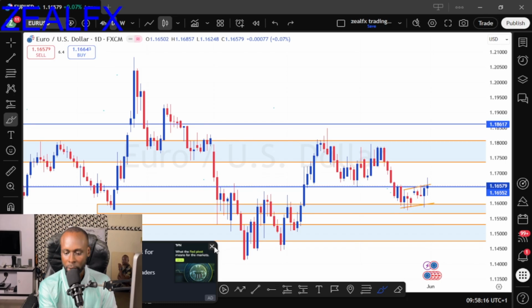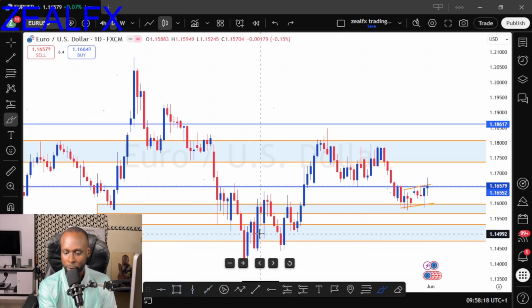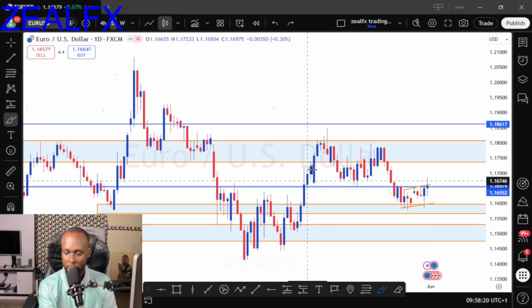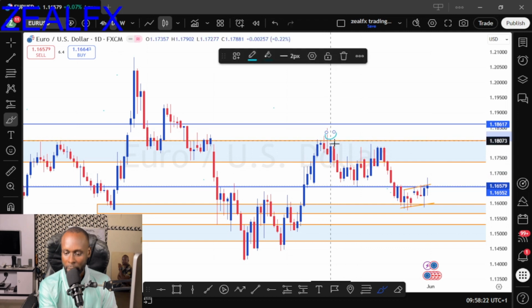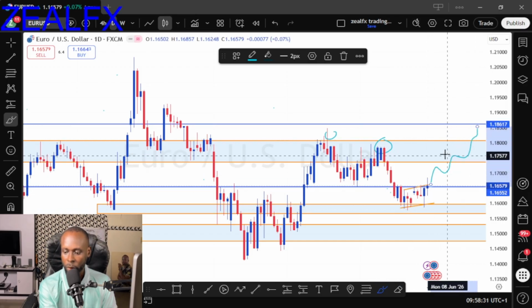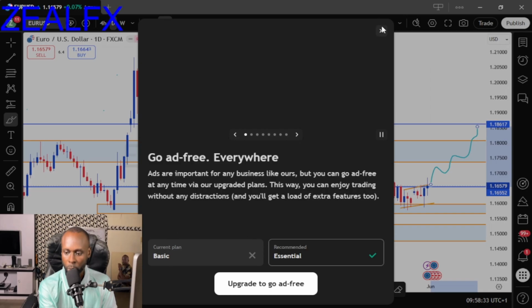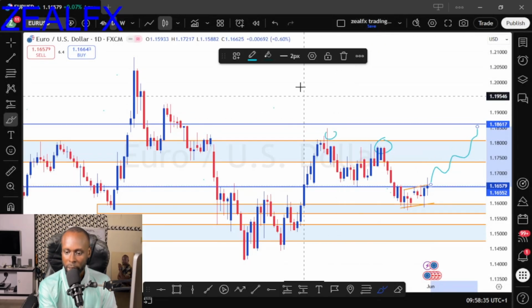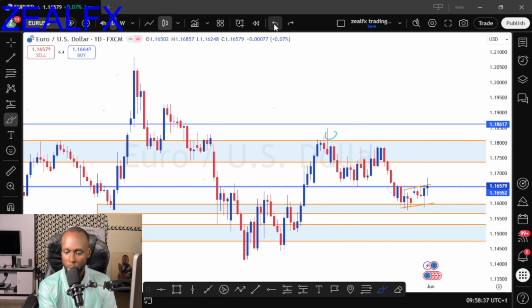On the Euro USD structure on my daily time frame, we still have this higher high and a lower high. So now we need a series of higher lows for us to see a strong bullish momentum for the Euro USD. We need a strong series of higher lows for us to expect a strong bullish momentum this week.